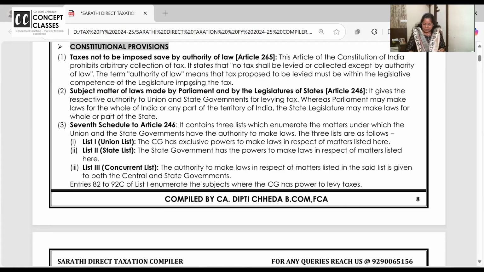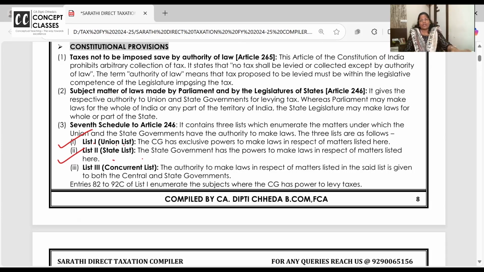So in the Constitution, we have 3 lists. List 1 is the union list, where the power is given to the central government. That you can levy certain taxes. So income tax, the power is there with the central government. List 2, state government. State government has got the power to charge taxes.